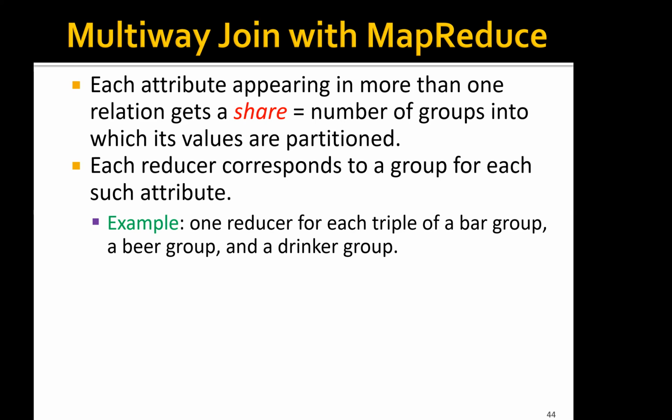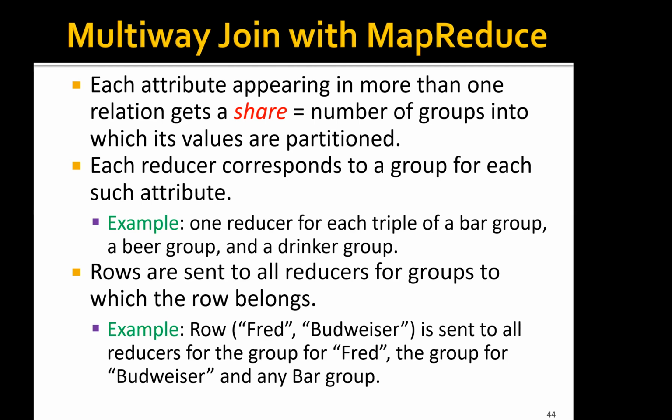So in our example, each attribute appears in two relations. So a reducer would correspond to a group for each attribute. A reducer would correspond to one bar group, one beer group, and one drinker group, and there'd be one reducer for all of those combinations. And the trick is the rows now have to be replicated. They're sent to all the reducers for groups to which the row belongs. So for example, the row Fred likes Budweiser is sent to all reducers that have the group for Fred, because this row could only participate in combinations involving that group. And the reducer also has to have the group for the beer Budweiser, but we don't know about the bar just seeing this row. So we have to send it to all the reducers that have the group for Fred, the group for Budweiser, and any of the bar groups.